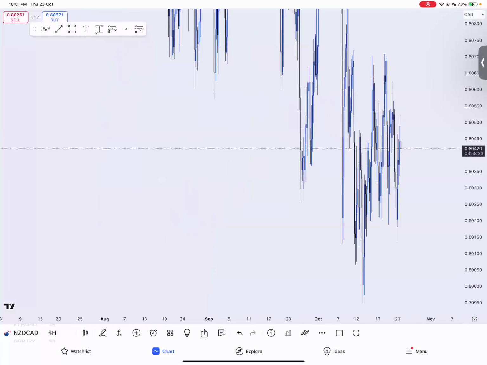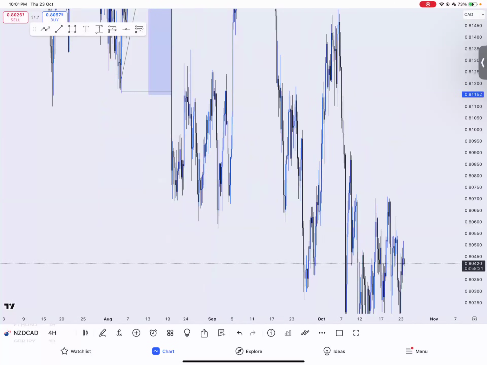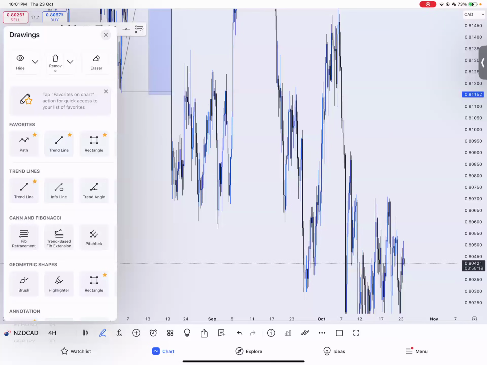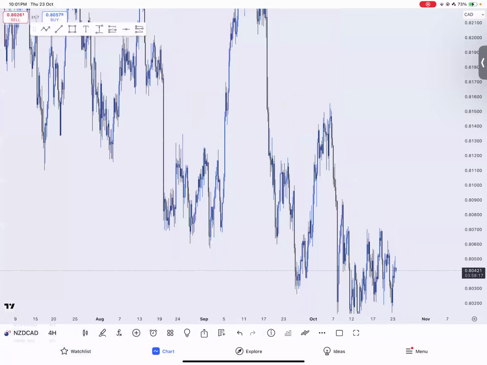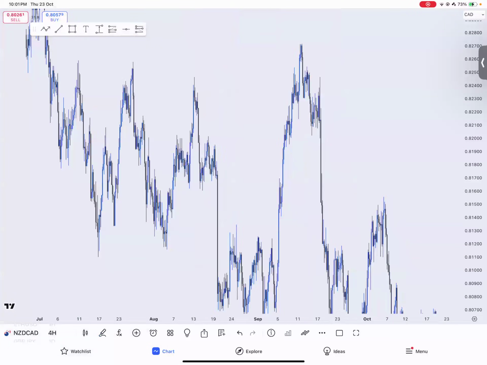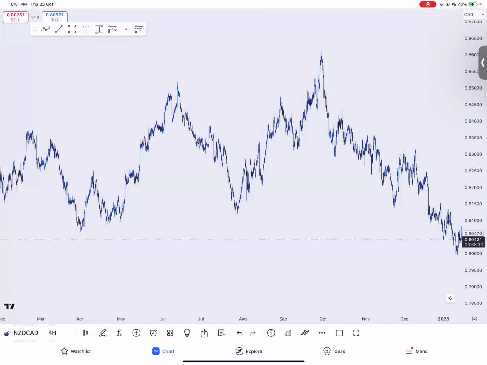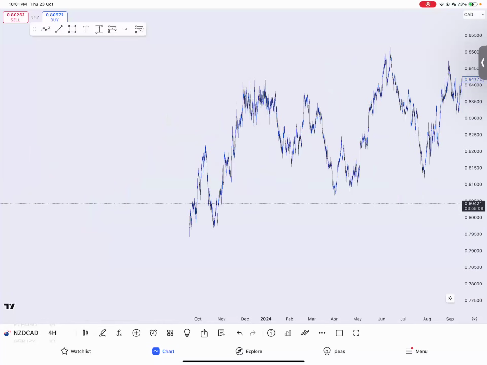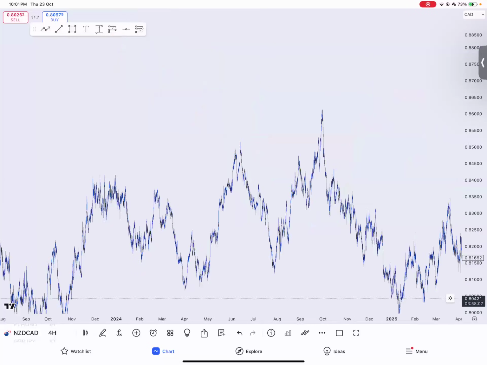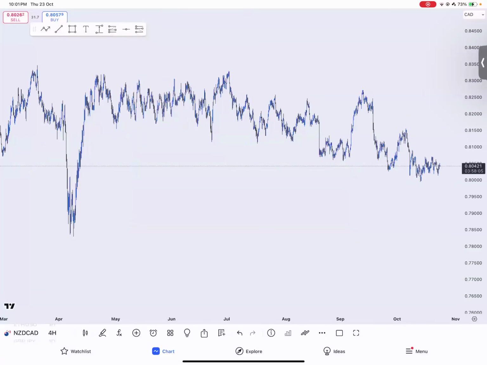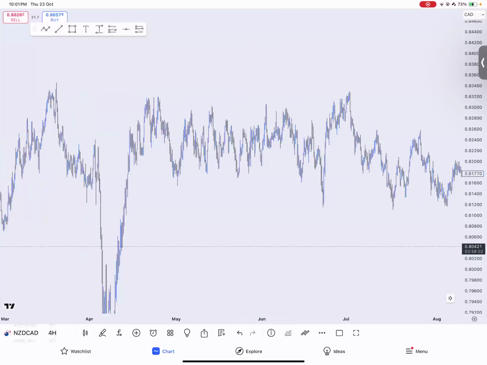Ranging liquidity. Okay. So the third one is called ranging liquidity. Is it NZD CAD or NZD CHF? I'm forgetting the pair. Okay.